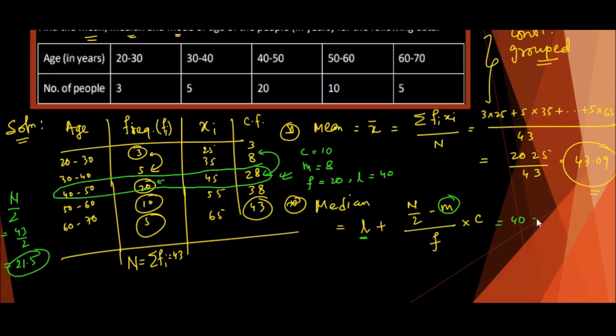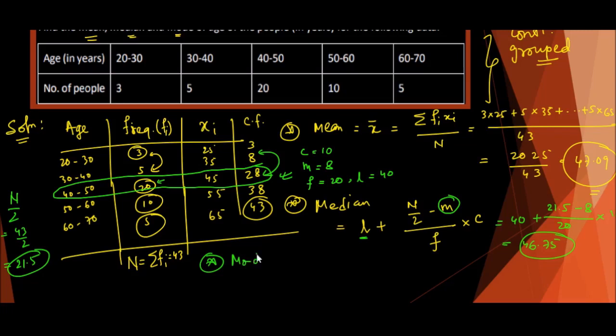So it is going to be 40 plus, here comes 21.5 minus m value. What is m value? m value is 8, divided by the corresponding frequency 20, multiplied with the interval length, that is going to be 10. So ultimately if you calculate, you will be getting 46.75. This is going to be the median value. Okay, this is the median value. Just check your answer.